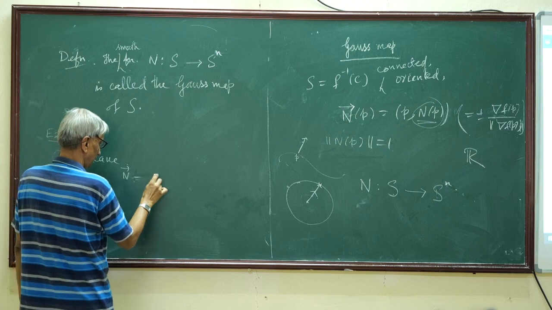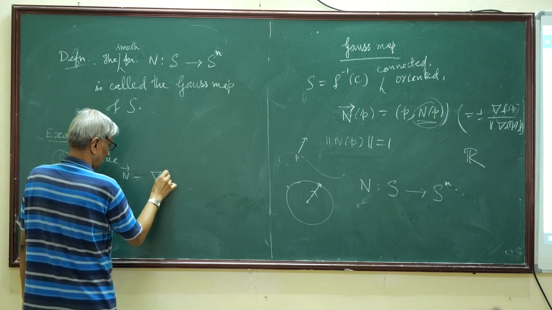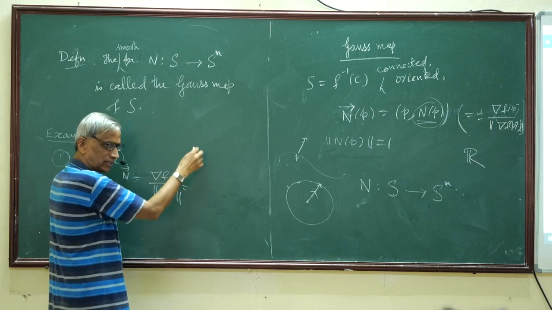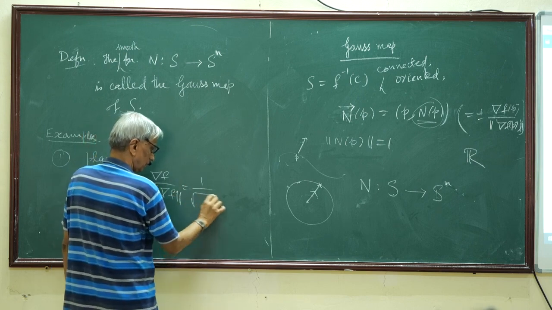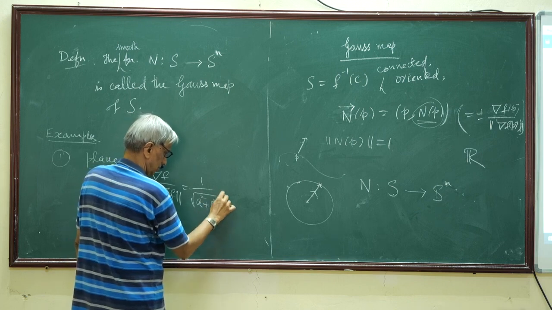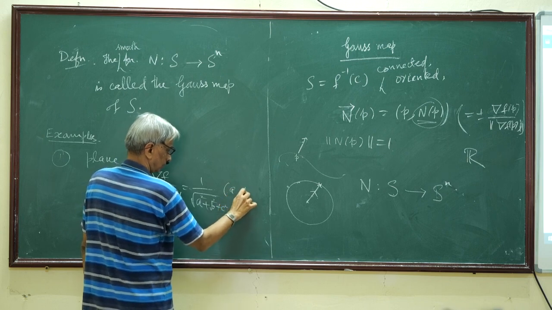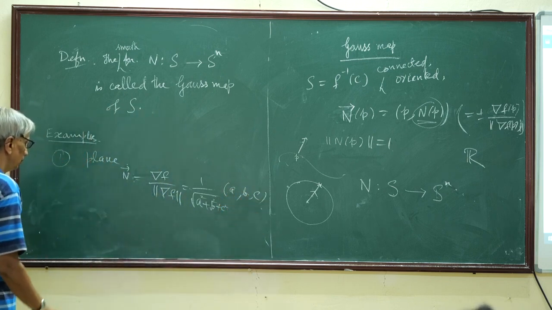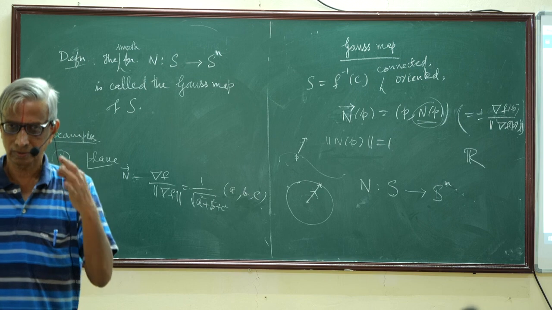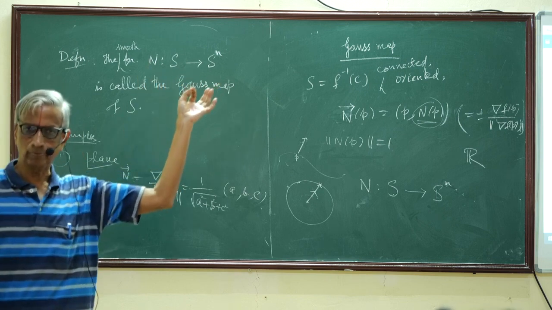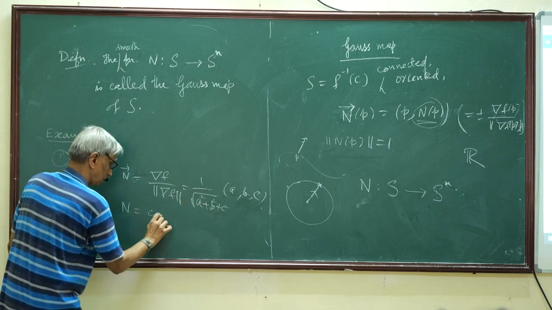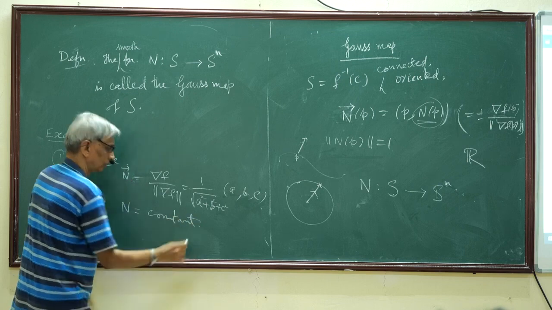I'll forget the point P, okay? So this is, with the earlier notation ABC, right? 1 over... So in this case, the function is a constant function. At every point, the same. So n is a constant, namely this.